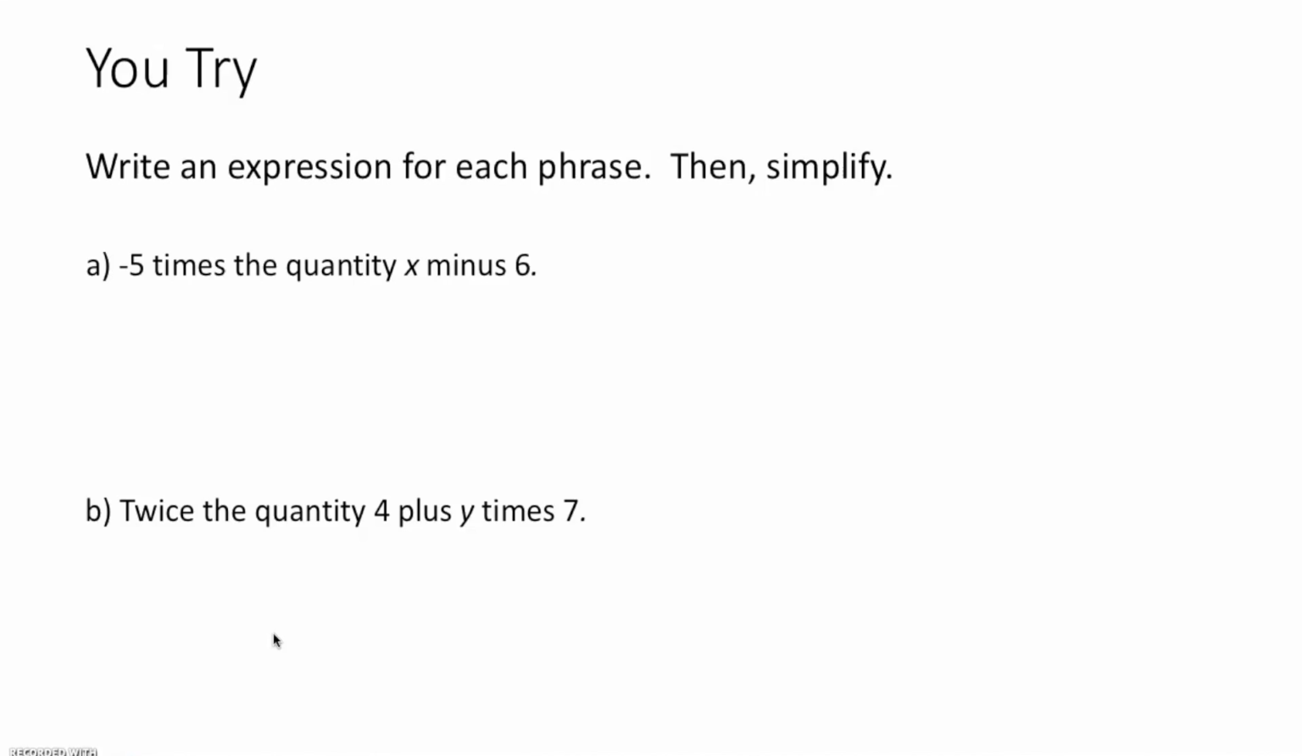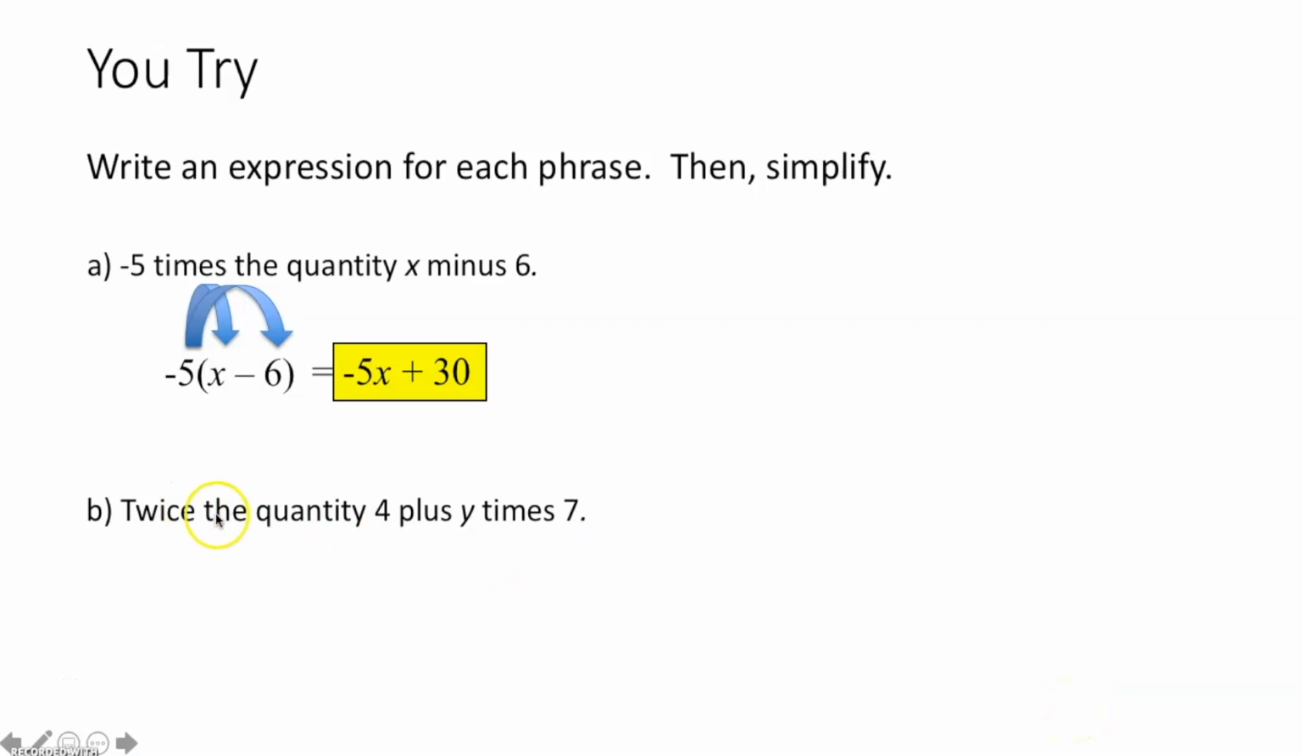You try. Okay, again, we have negative 5 times the quantity. So negative 5 parentheses x minus 6 inside those parentheses. Take that negative 5, multiply it to the x and to the negative 6, and you end up getting negative 5x plus 30, because negative 5 times negative 6 is going to be positive 30.